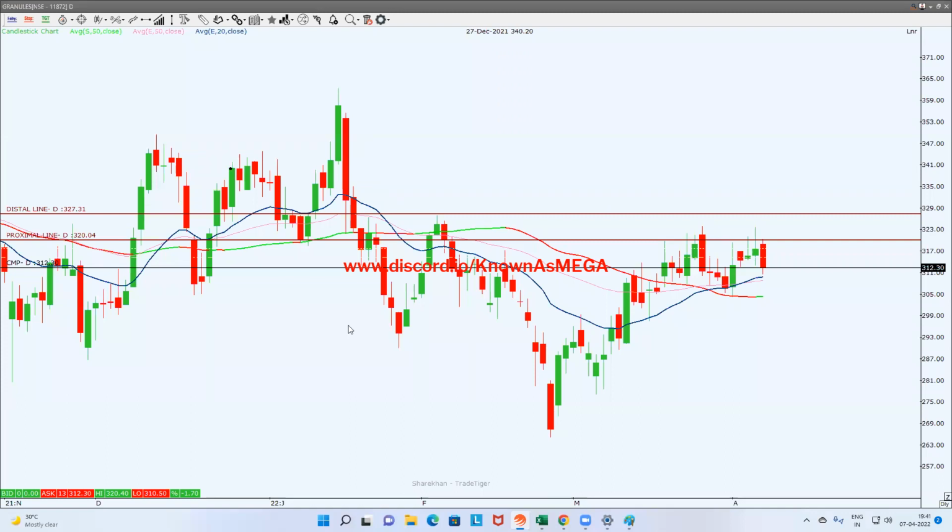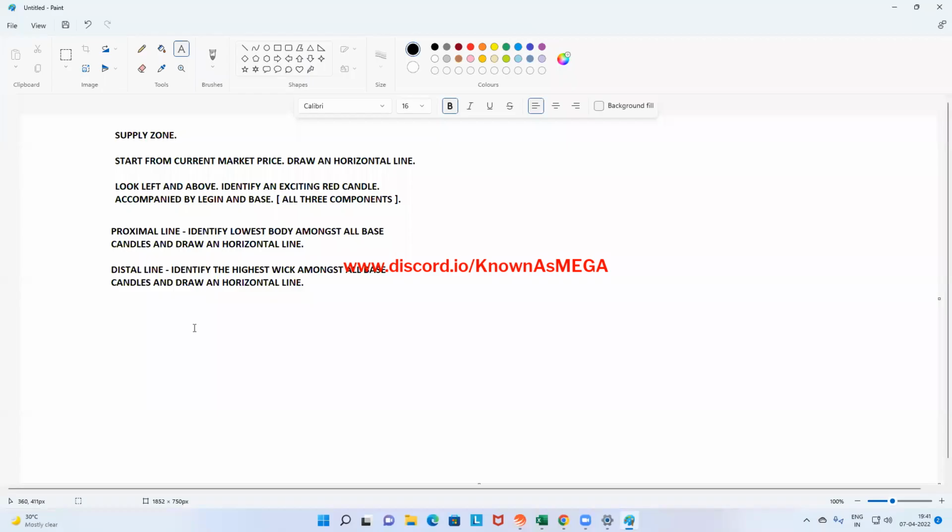So previously we marked drop-based drop, but this is rally-based drop. Correct? So now what we will do, we'll pick up one stock and we will mark both. Do you need one more example for supply zone, or is it clear? Please take a screenshot of this. And here, yeah, this is very important.